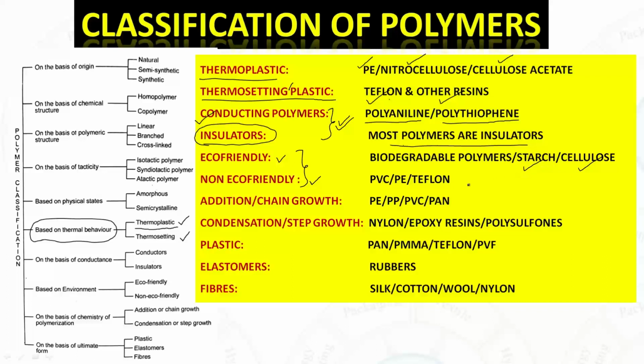But all the rest, whether plastics or fibers, and many other things like polyvinyl chloride and polythene, they all are non-eco-friendly. They have an adverse effect on the environment.